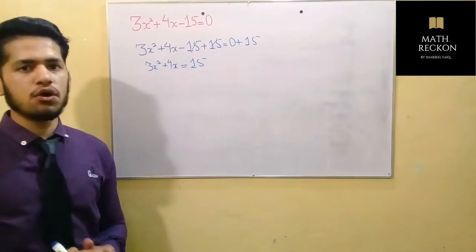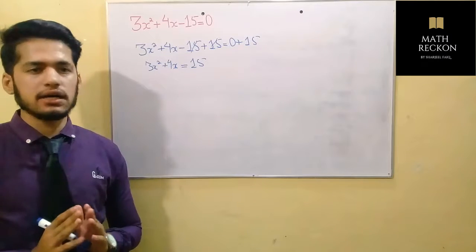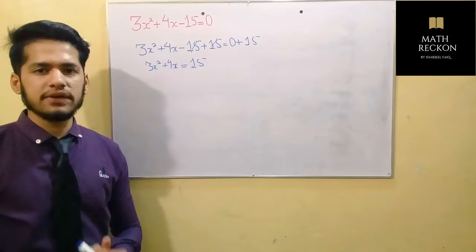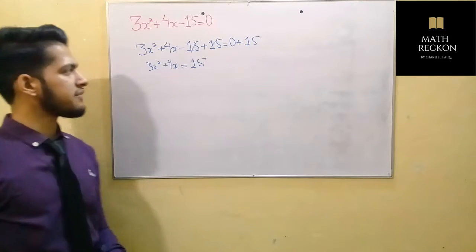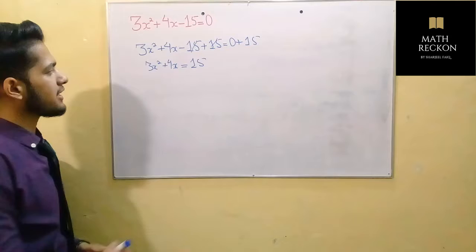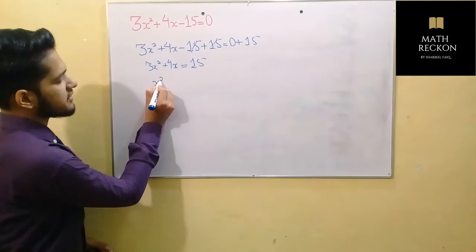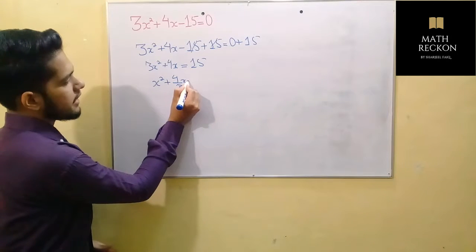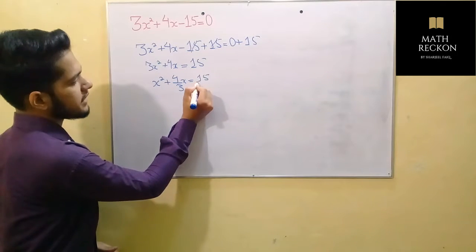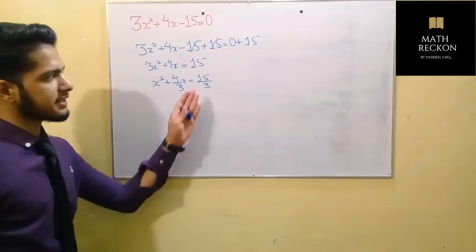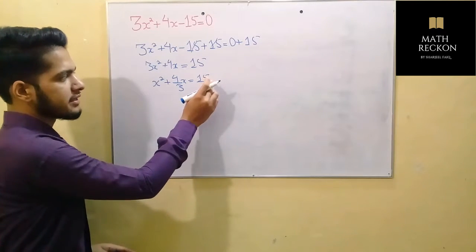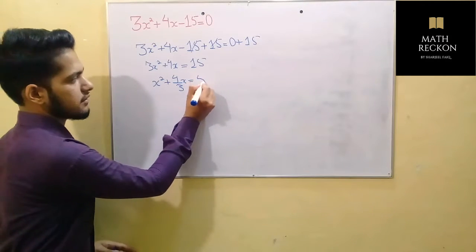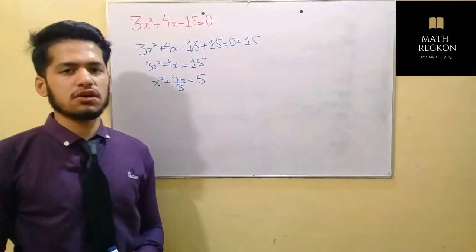We will look at the coefficient of x square here, and x square should have 1 as the leading coefficient of our quadratic equation, so for that we will divide the whole equation by 3. By dividing the whole equation by 3 we will have x square plus 4 upon 3 x equals 15 upon 3, which further will be 5. 3 and 15 will cancel out each other, and we will have 5 here. Now this was our second step.